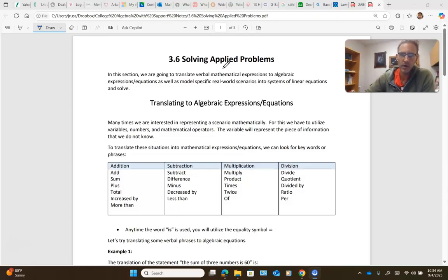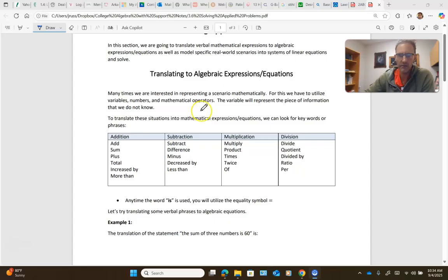Alright, and in the process of translating that information into a system of linear equations, you need to be on the lookout for a few terms. Okay, so I've got some listed here in this chart. If you look here, it says many times we're interested in representing a scenario mathematically. And for this, we're going to utilize variables, of course, for the unknowns, numbers, and then mathematical operators. The variable, like I said, is going to represent the missing information.